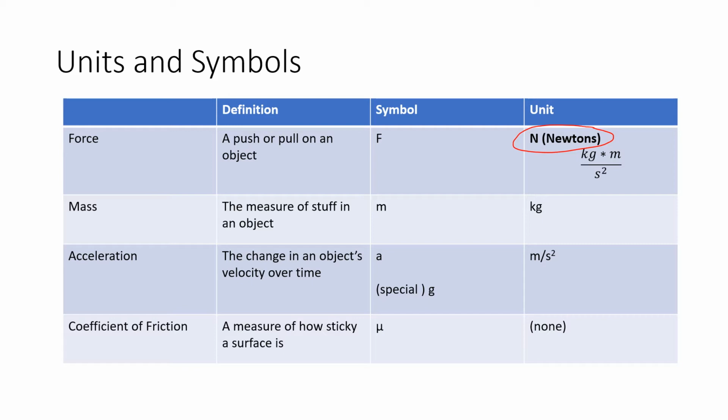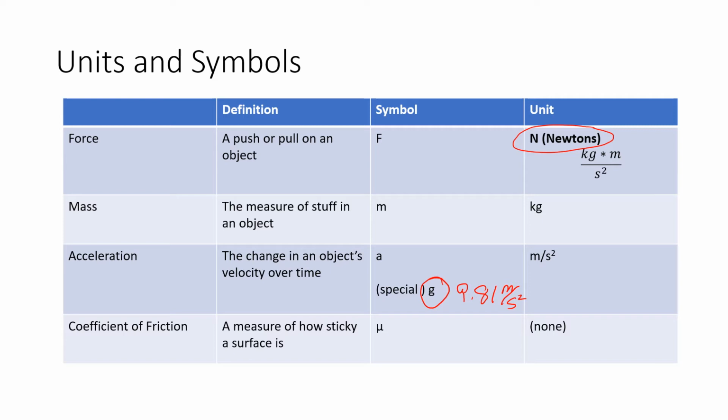Acceleration is the change in an object's velocity over time. And A is for acceleration, but also G is for acceleration because G is the acceleration caused by the force of gravity. And on the planet Earth, the acceleration caused by the force of gravity is 9.81 meters per second squared. Notice this is an acceleration and not a force.